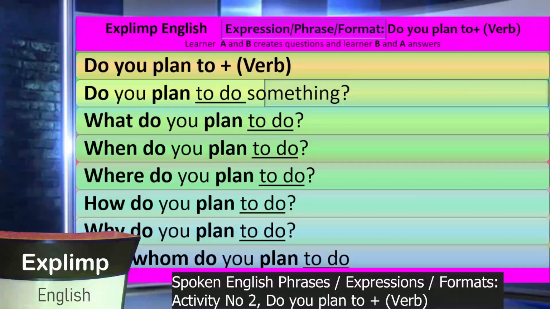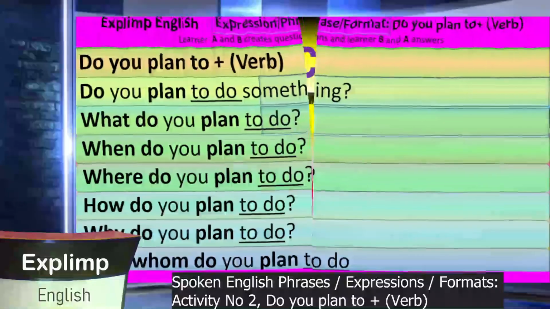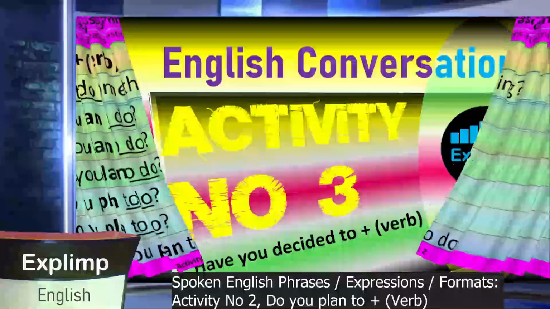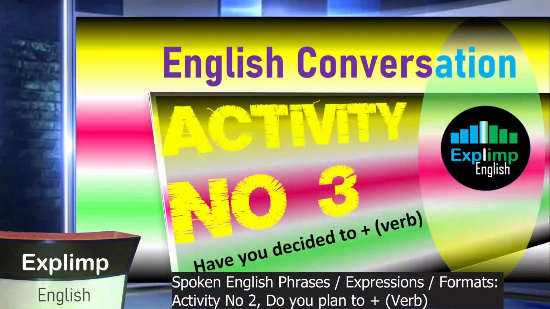So if you can't answer all these questions, just answer these 2 questions. Number 1, do you plan to do something? Is it the right question for you? And how would you answer this question, no or yes? And the second question is, if yes, what do you plan to do? Right? This is the end of today's activity.